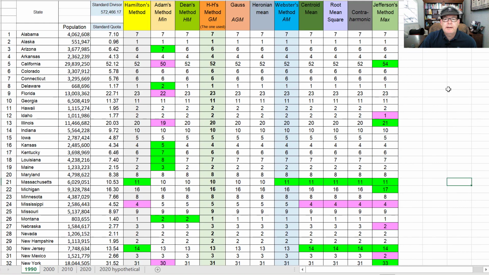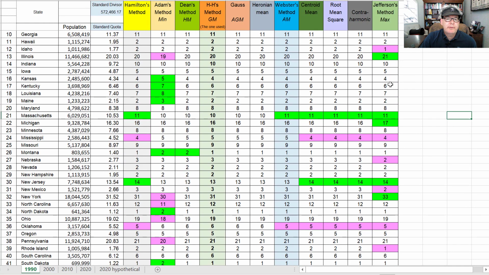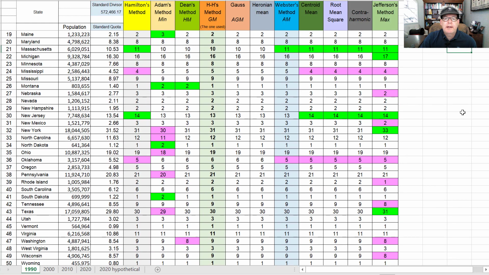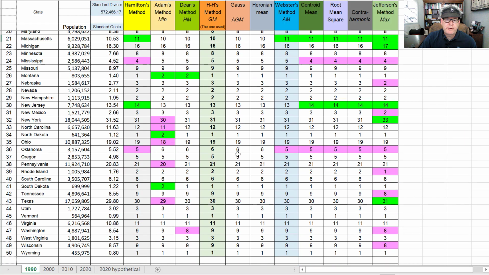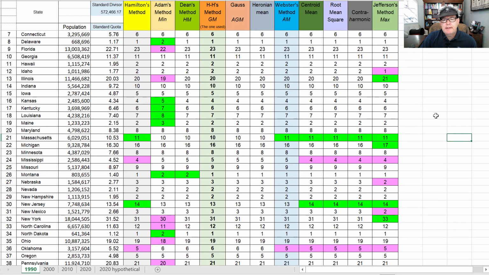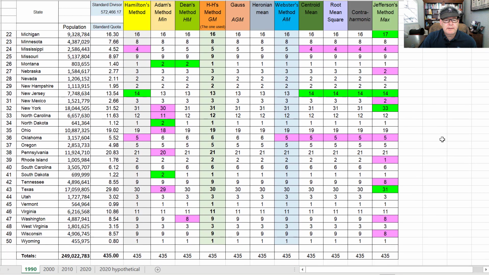In 1990, Hamilton was different than Huntington Hill and Webster, and these are different from each other as well. So 1990 I'll keep looking at just so I know Hamilton's different than Huntington Hill, which is different than Webster, and so on.